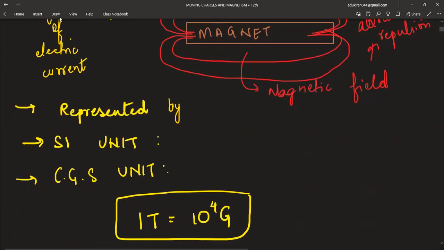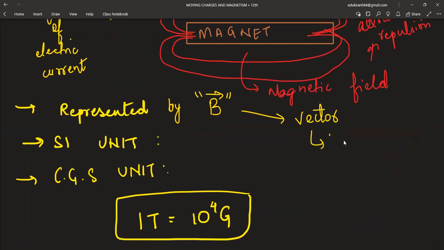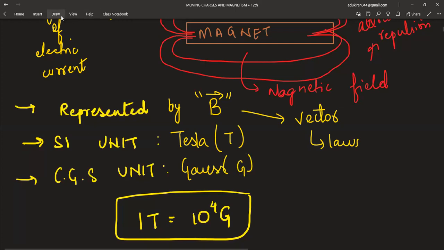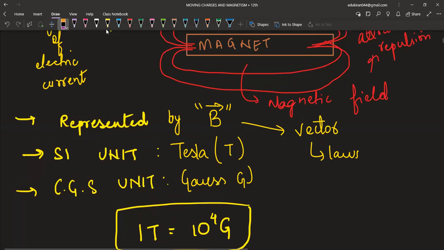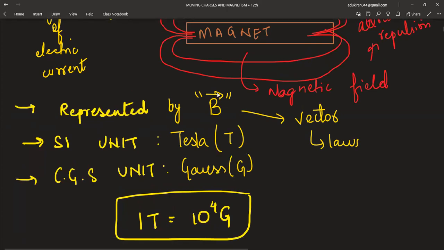And this is an important conversion because we represent the magnetic field not by the letter M, but by the letter B with a vector symbol on top, because magnetic field is a vector quantity. So you'll use all the laws here. So B represents the magnetic field. The SI unit is Tesla, represented by capital T, and the CGS unit is Gauss, represented by capital G.